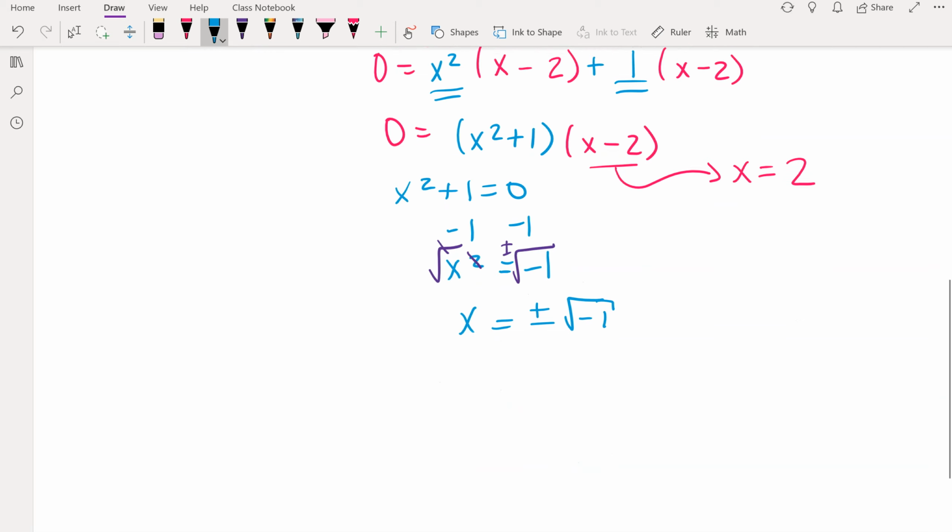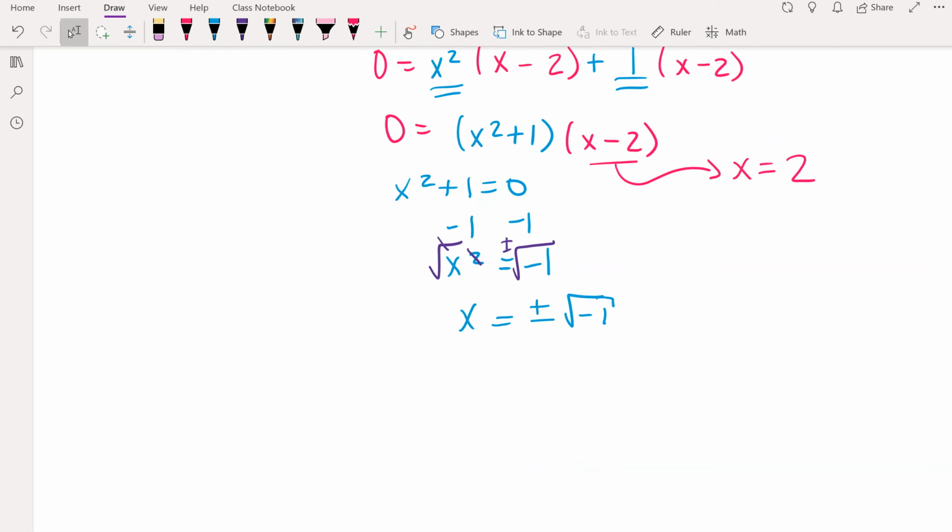Well, we're not allowed to square root negatives. So we need to take that negative, bring it outside. What does it turn into? The letter I. So x equals plus or minus I times the square root of 1. Well, what is the square root of 1? The square root of 1 is 1. So x equals plus or minus I.